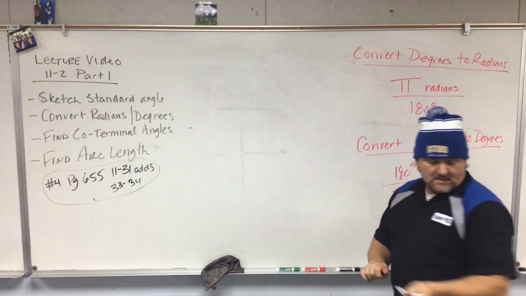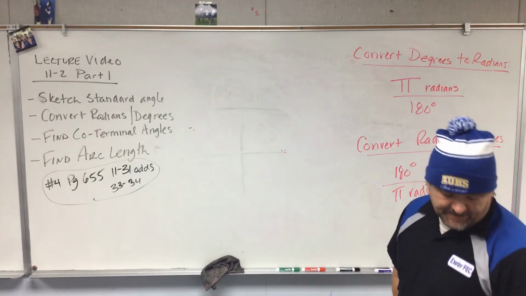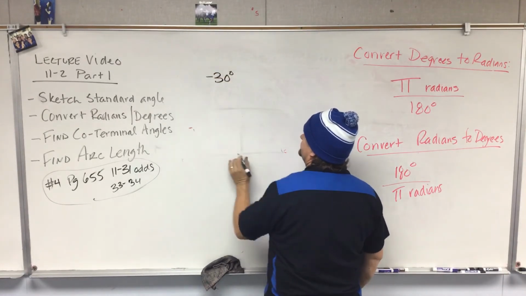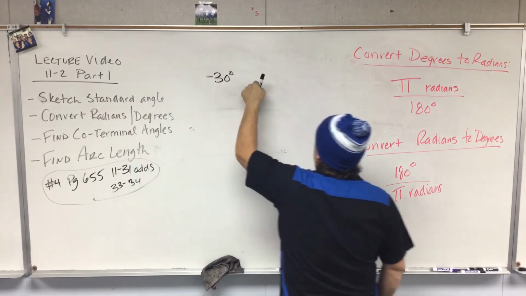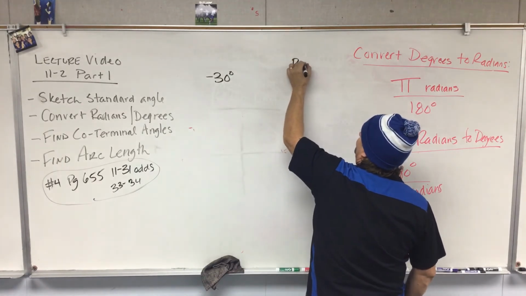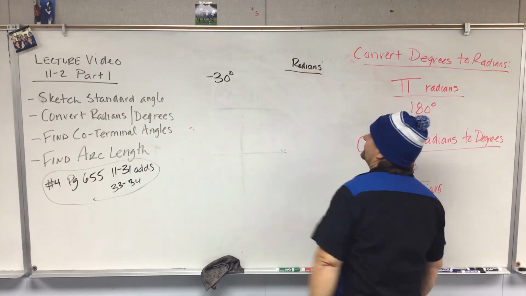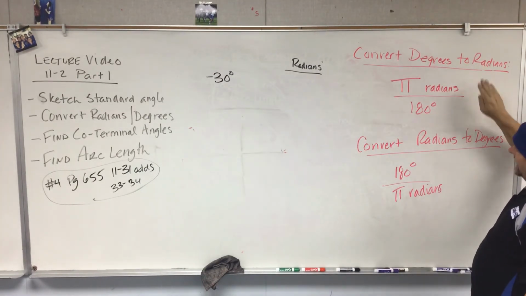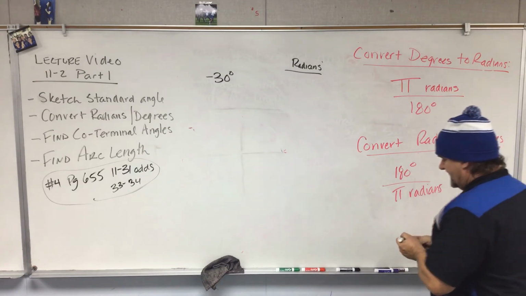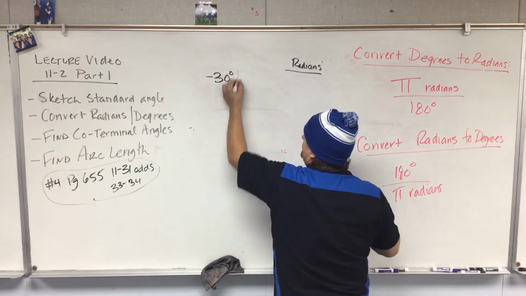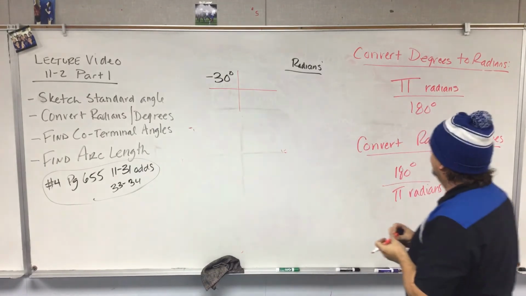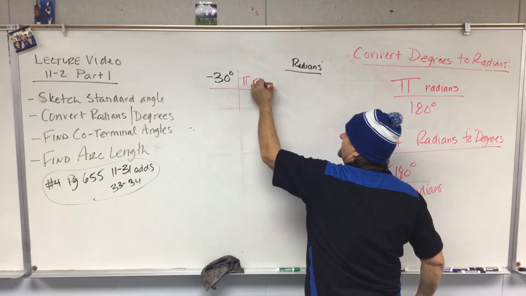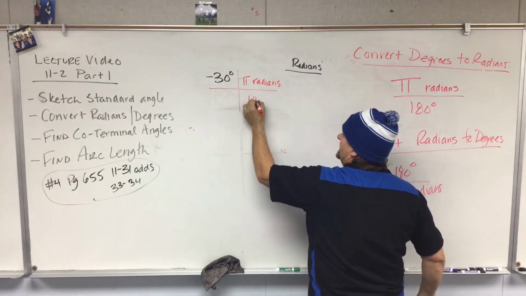Let's take negative 30. Negative 30 degrees. This is in degrees. I want it in radians. So convert it to radians. So I'm converting degrees to radians. So I'm going to multiply it by pi radians over 180. So if I take this, you're going to have chemistry, you've had chemistry, this is the same idea. Pi radians has 180 degrees.